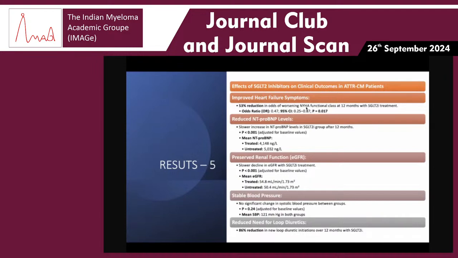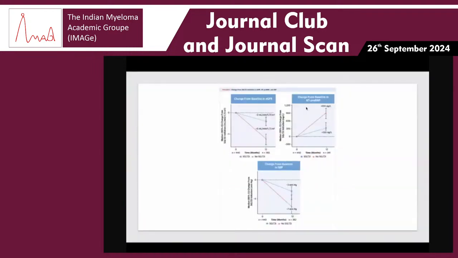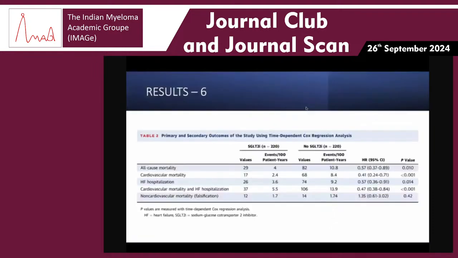There was a 53% reduction in the odds of worsening NYHA functional class at 12 months. There was a slower increase in NT-proBNP levels in the SGLT2 inhibitor group, a slower decrease in eGFR with SGLT2 inhibitors, and no statistical difference in the SBP between the two groups. And there was an 86% reduction in new loop diuretic initiation over 12 months. In this graph, you can see that the red line is the patients who had not received SGLT2 inhibitors, and blue is the patients who had received SGLT2 inhibitors. And you can see there is a statistical decrease from baseline in eGFR, NT-proBNP, and in the SBP.